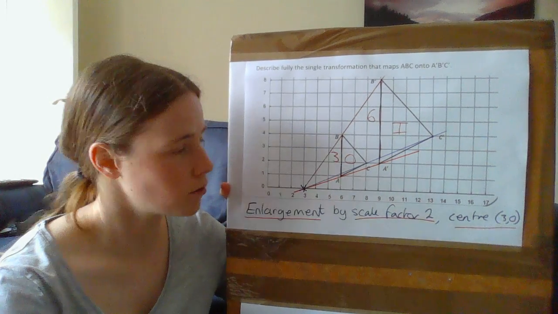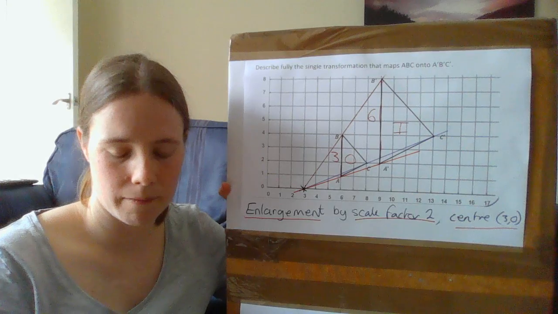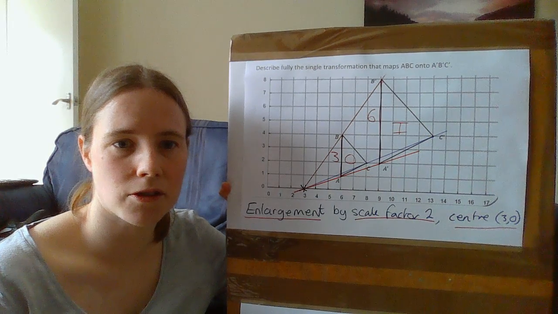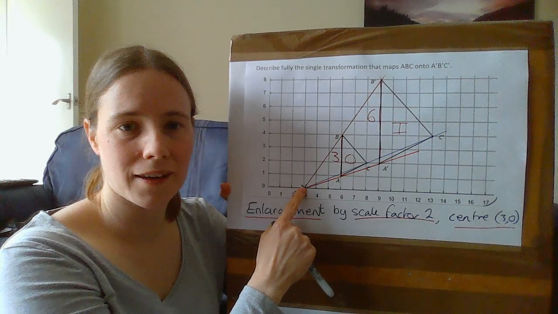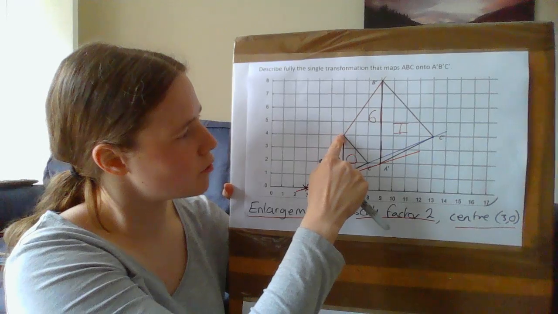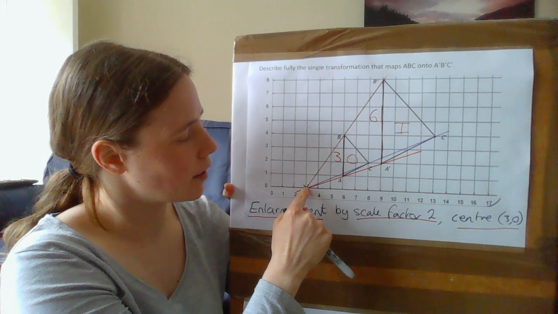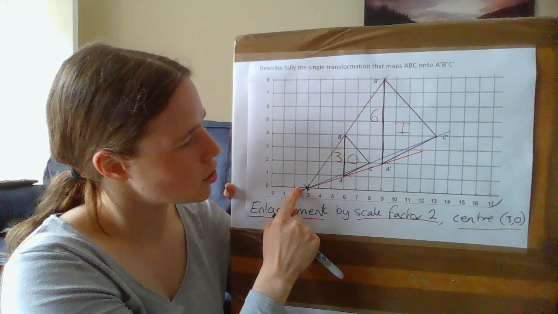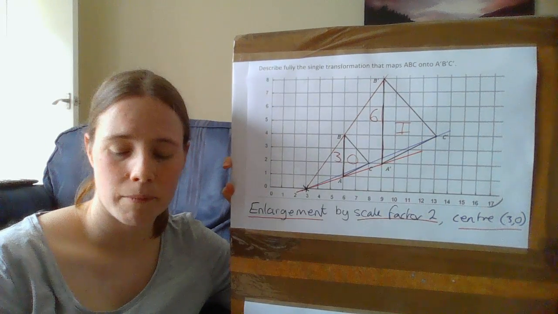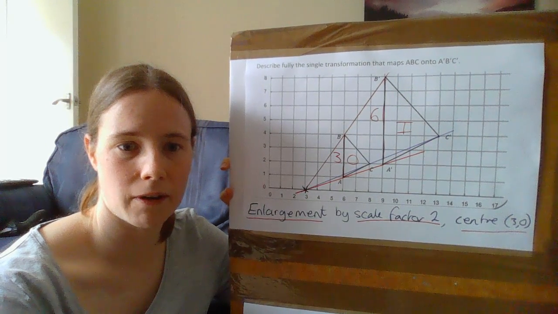Okay, so three things you need to give for describing fully an enlargement. One thing that you can do if you want to check is you can think about the vectors. So you can think about the vector going from the centre to B, which is 3, 4, and then the vector going from here to the new B, which is 6, 8, and checking that that has doubled in line with the scale factor, but you don't have to if you're confident with using the ray lines.